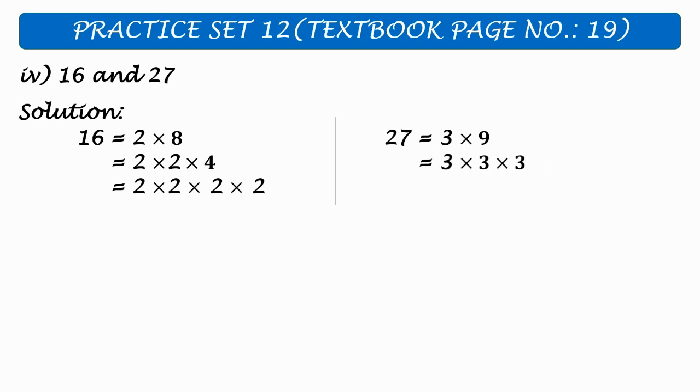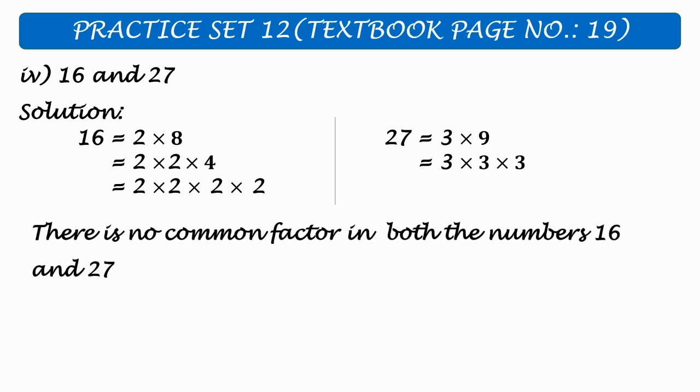Now students, when we see the prime factors of 16 and 27, we do not have any common prime factor. So there is no common factor in both the numbers 16 and 27. Therefore, HCF will be equal to 1.